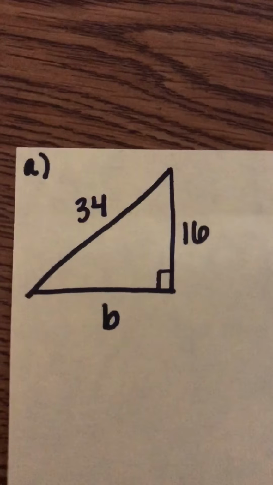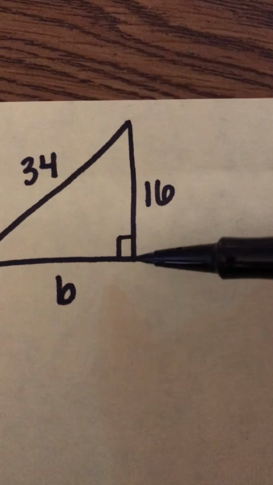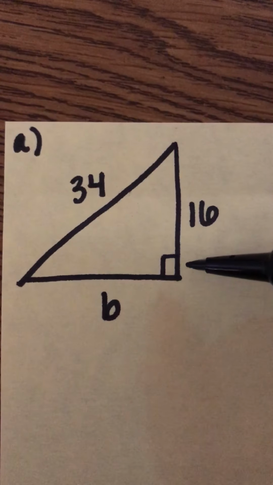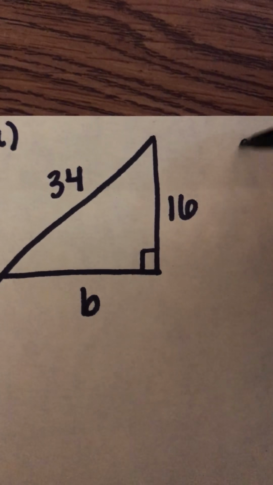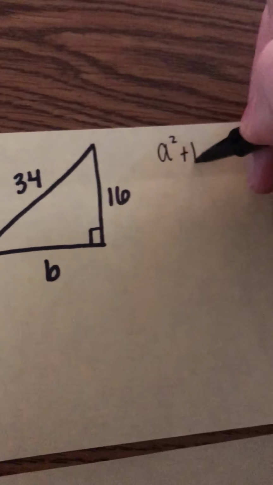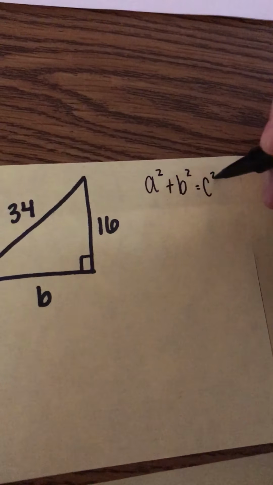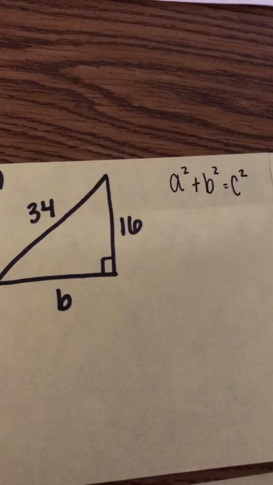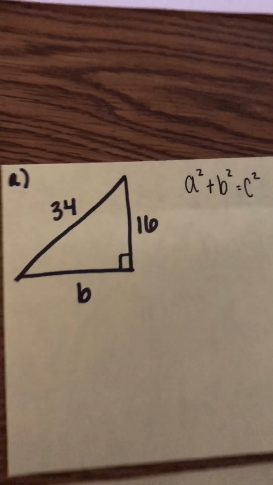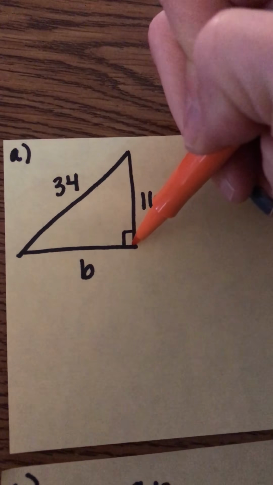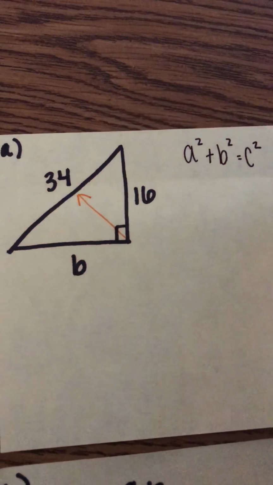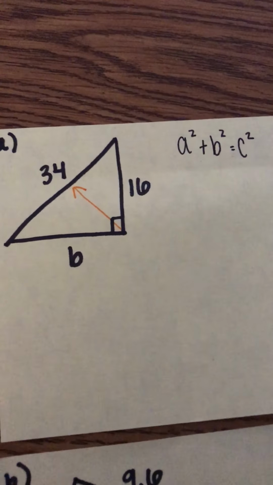So let's look at our first example. This is a right triangle because it has a right angle here. So I know that I can use the Pythagorean theorem, which is A squared plus B squared equals C squared. I can figure out which side is C by looking at this right angle. It always points at C. It always points at the hypotenuse.